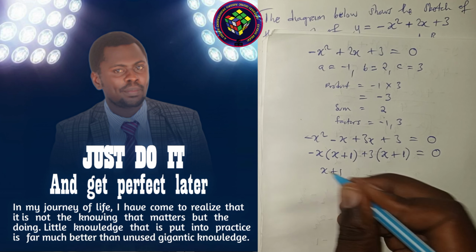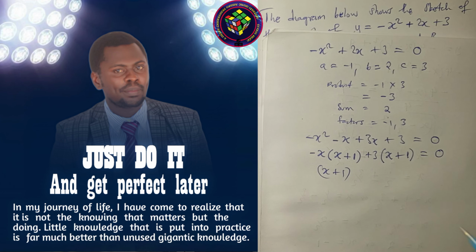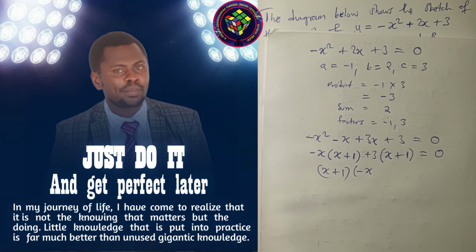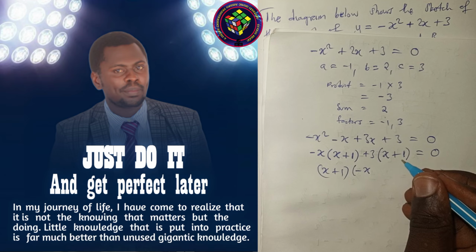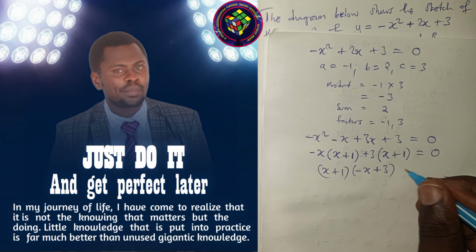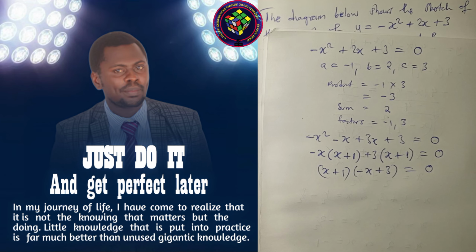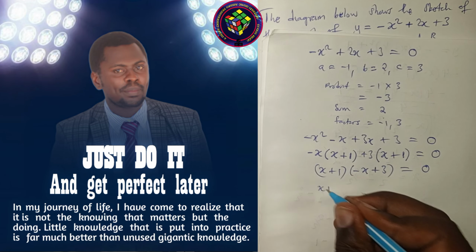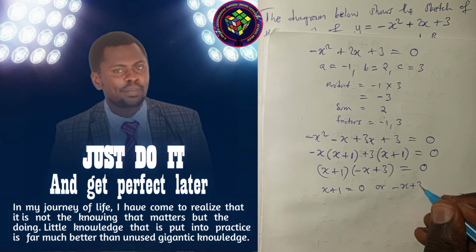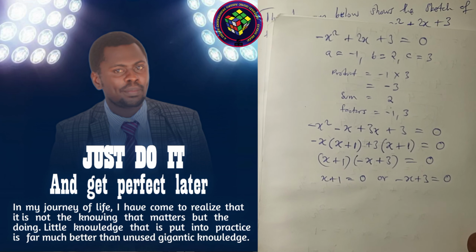Okay, so you divide out x plus 1. When we divide out x plus 1 here, we remain with the minus x. When you divide out x plus 1, you remain with plus 3. Then this is equal to 0. Now, here there is a product, and the result is a 0. It means either x plus 1 is equal to 0 or minus x plus 3 is equal to 0.